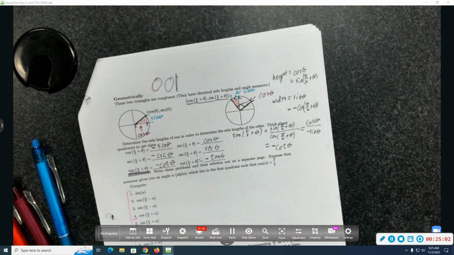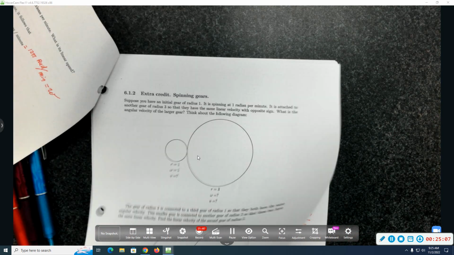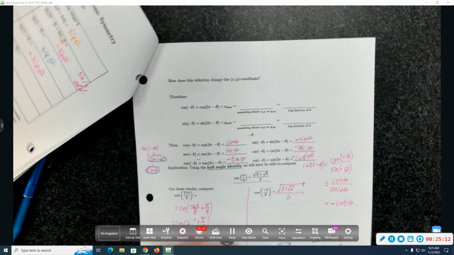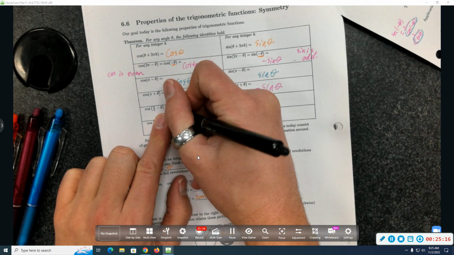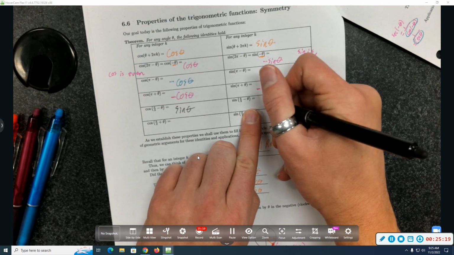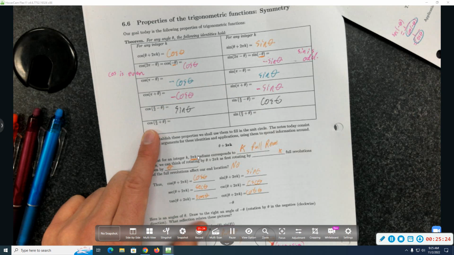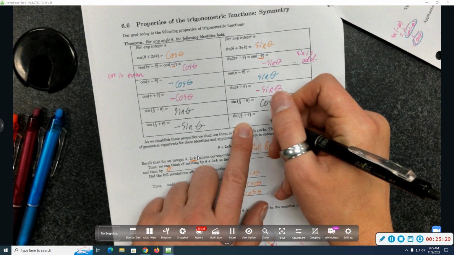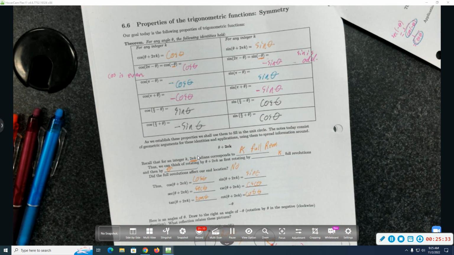I suppose the one last thing to do in this note pack is fill in this. So cosine of pi over 2 minus theta became sine theta. Sine pi over 2 minus theta became cosine theta. Cosine pi over 2 plus theta became minus sine theta. Sine pi over 2 plus theta became cosine theta. That all feel pretty okay? Cool.